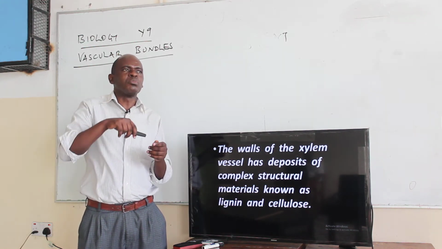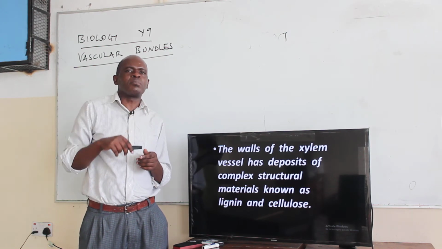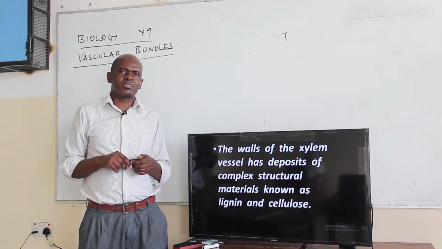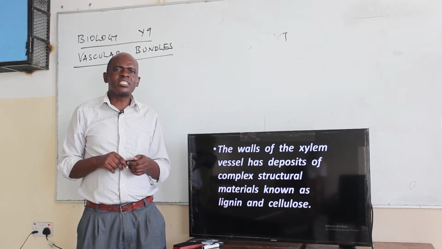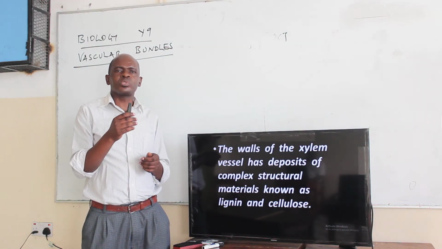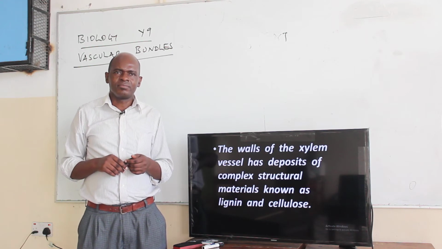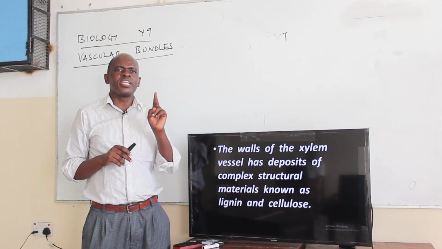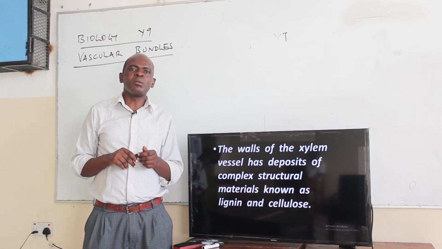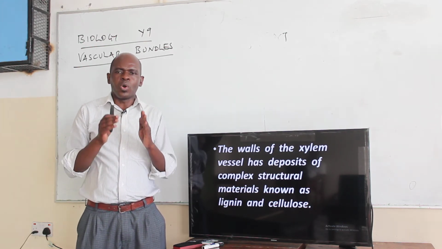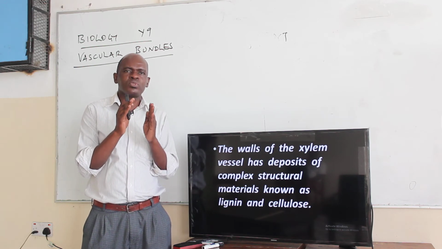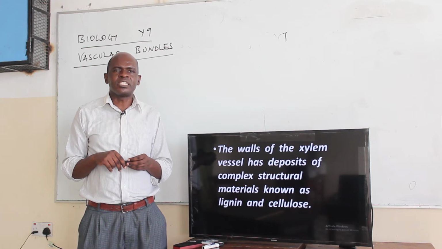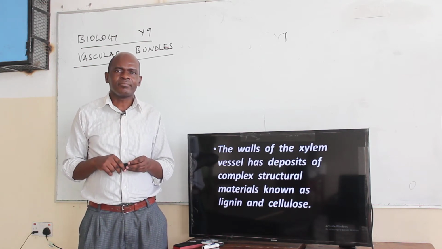Now, if you were to remove one xylem vessel from the plant, let's say a tree that is about 20 meters tall, you will discover that it would be very difficult for this particular vessel to stand upright. Because one, it is very narrow, and two, it is also very, very long. So it may not be able to stand upright. So to add strength to the walls of the xylem vessels, we have deposits of materials known as lignin and cellulose.